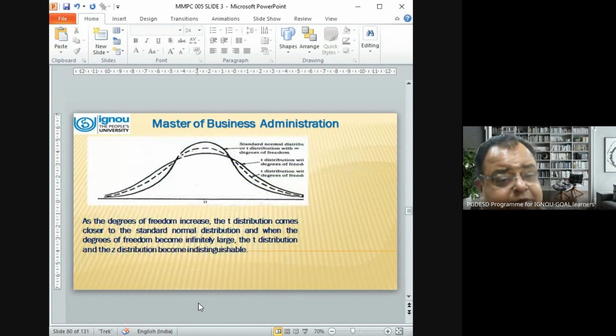As the degrees of freedom increase, the T distribution comes closer to the standard normal distribution. And when the degrees of freedom become infinitely large, the T distribution and the Z distribution become indistinguishable. You have to keep the degrees of freedom as many as possible.